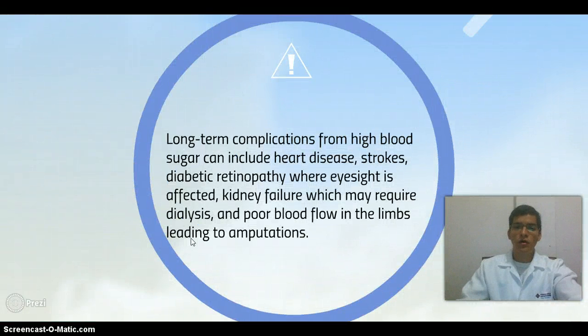Long-term complications from high blood sugar can include heart disease, stroke, diabetic retinopathy, which can affect vision, kidney failure, which may require dialysis, and poor blood flow in the legs, leading to amputation.